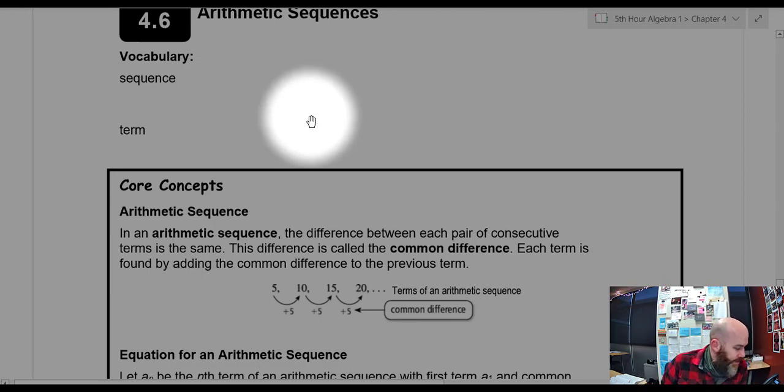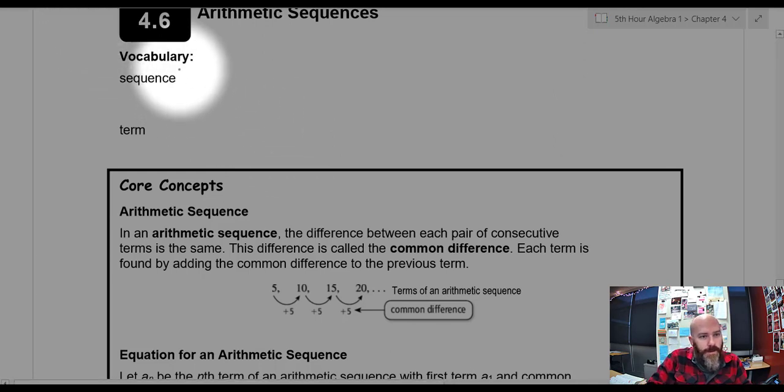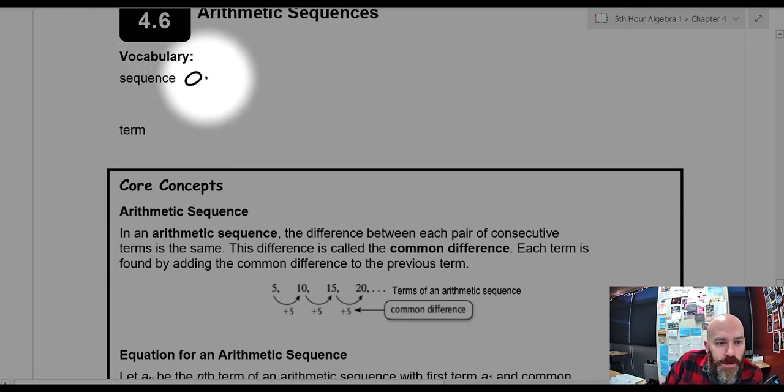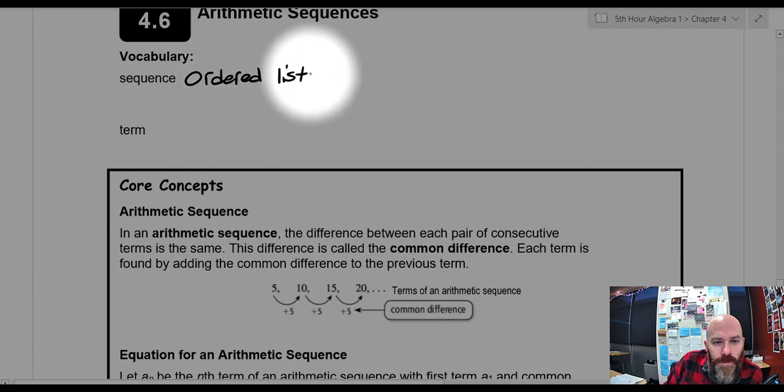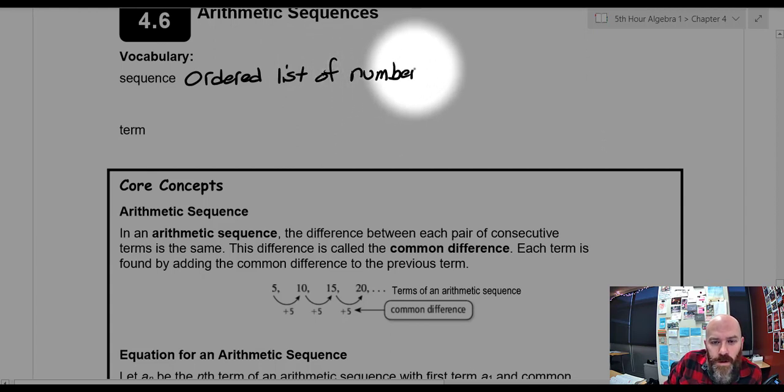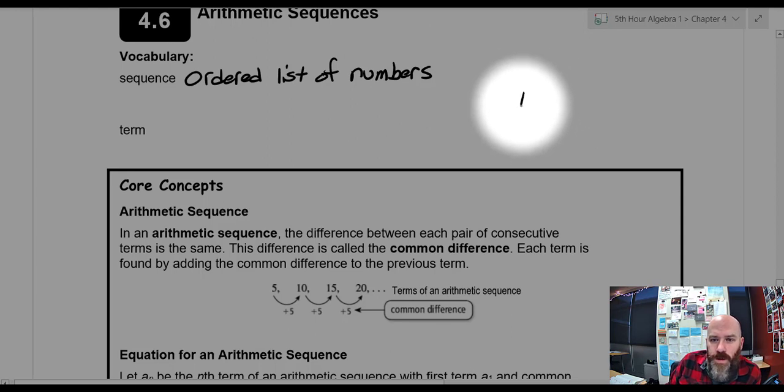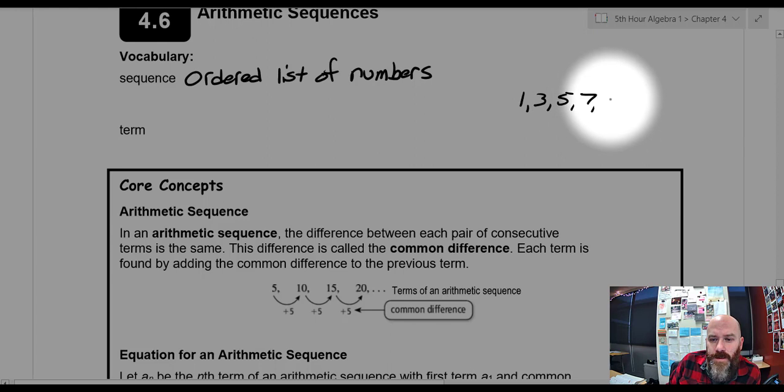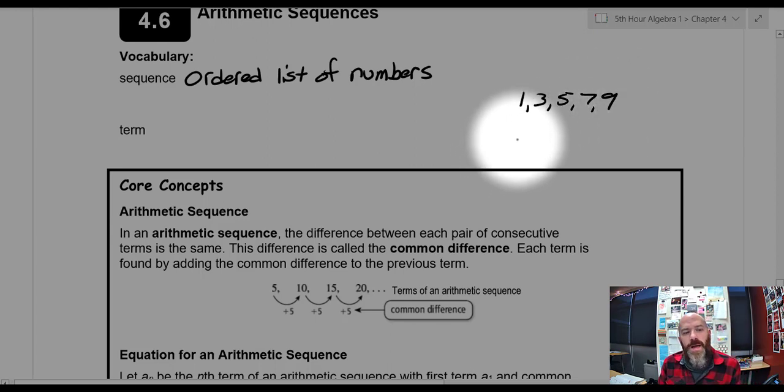So a sequence, we're going to write down, is an ordered list of numbers. So for example, it could be like 1, 3, 5, 7, 9. So that is an example of a sequence.